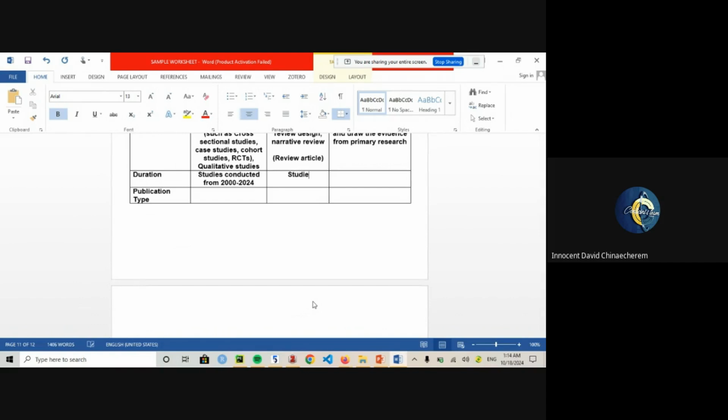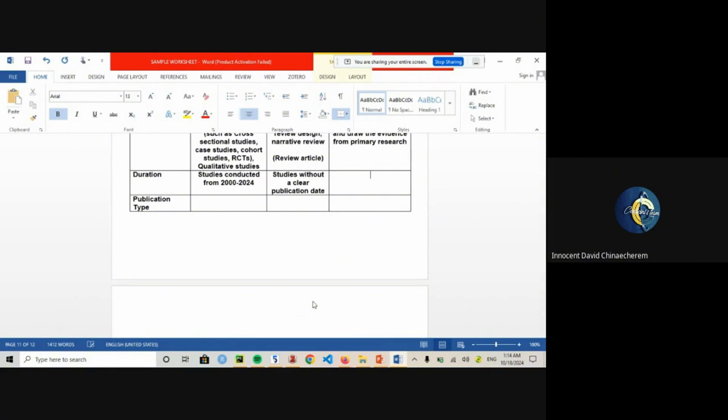Then we could say studies without a date, without a clear publication date. So yeah, the justification is to ascertain recent reviews. That's why I want to include only studies that are published within the past 24 years, to ascertain recent findings.